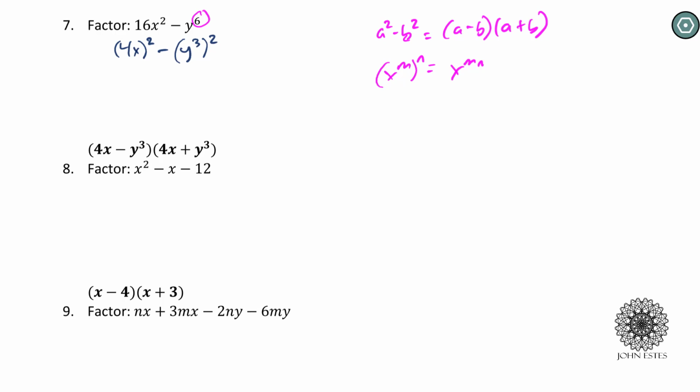The reason I want that now is because 4x can serve as a, and y cubed can serve as b in my formula. So that means I have a minus b, which is 4x minus y cubed, times a plus b, which is 4x plus y cubed. And there's our answer. Okay, and we call that difference of squares.